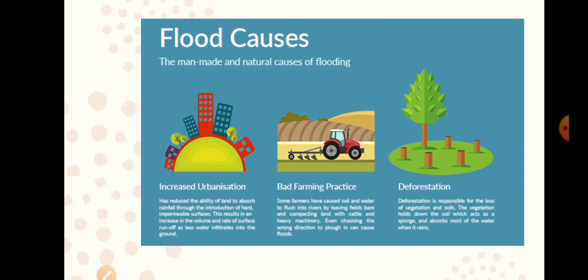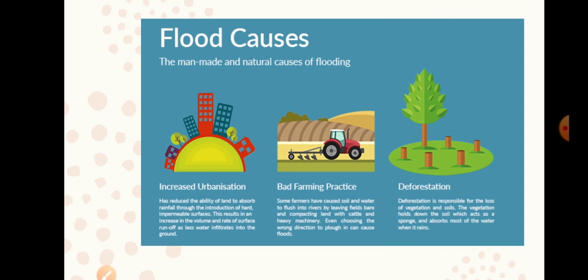Now, increased urbanization means that we cover huge surfaces with stones and concrete, which does not allow the excess water to penetrate, to permeate, and soak into the soil. Now, some farming practices are also very bad because on huge farms, quite often, farmers use very heavy machinery, and the cattle also compacts the soil. It does not allow the excess water to absorb fully.